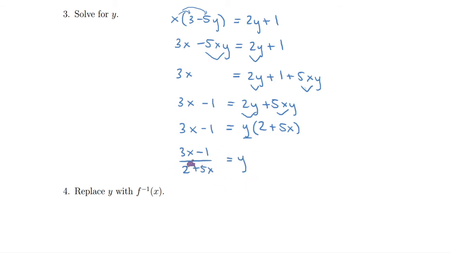And so we did that. We solved for y. And then the very last step is to replace y with the notation f inverse of x. So now you have f inverse of x is equal to what y is equal to, so 3x minus 1 over 2 plus 5x.